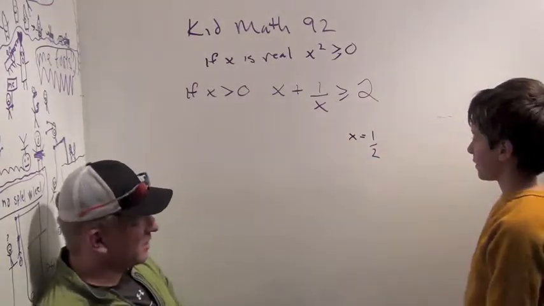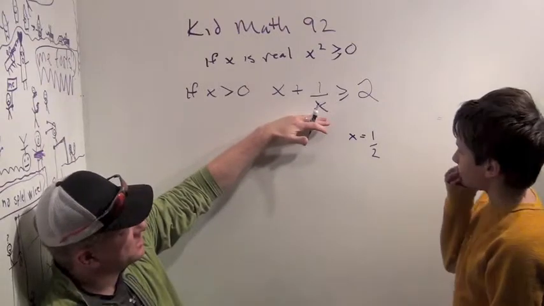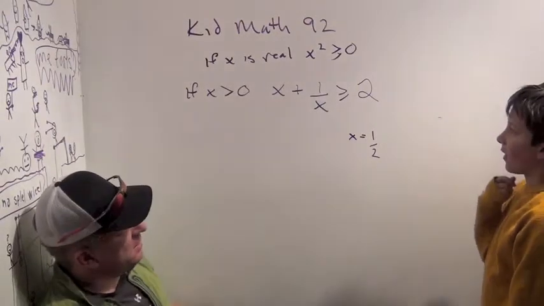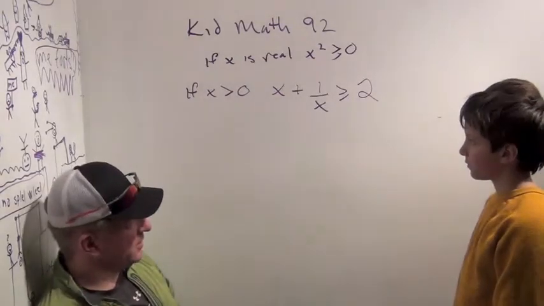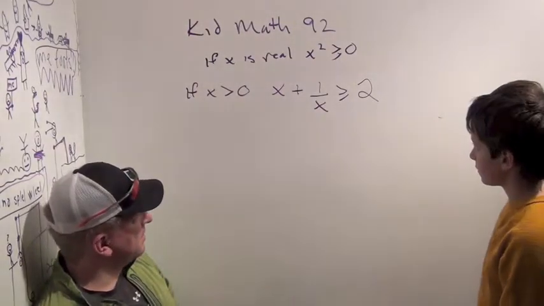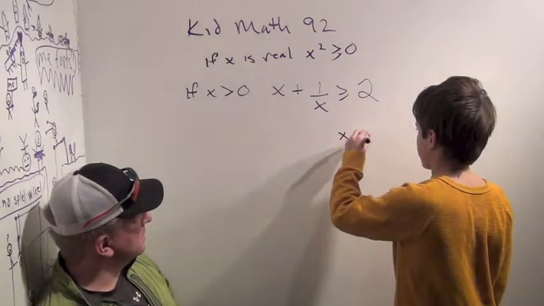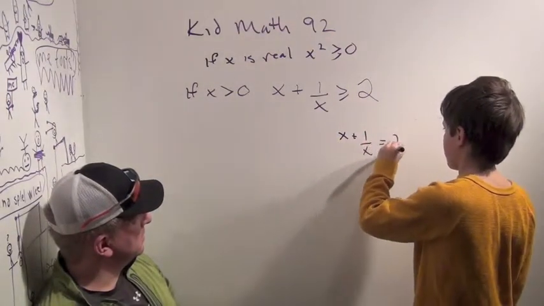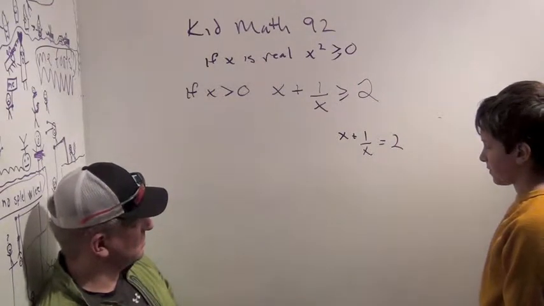Yep, that's absolutely right. So let's move away from numbers now and try to work on the algebra. How can we prove this in general? Give me some ideas. Well, we could say x plus 1 over x equals 2 to make it a little easier.